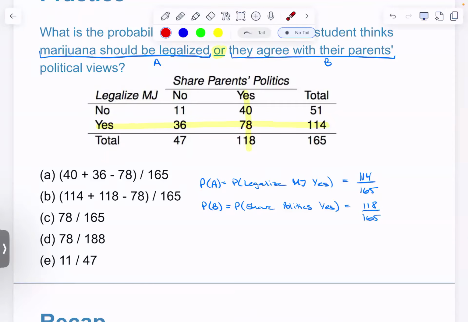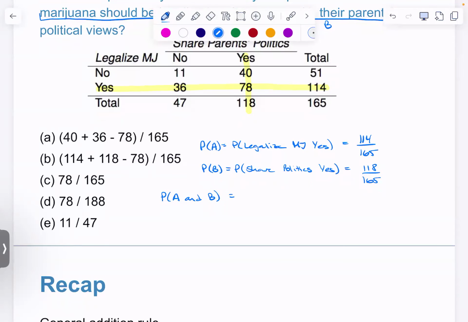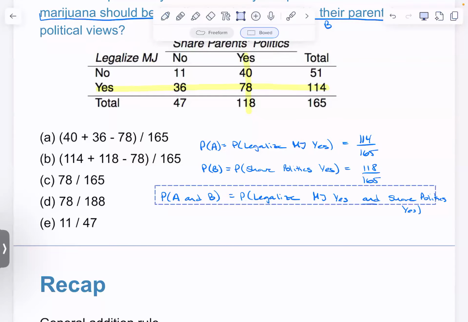And so the probability of A and B is, do I have to write it out? Yes, I do, I guess, because it's our first example, so I should probably do it properly. A is legalize marijuana, yes, and share politics, yes. Didn't even have room.